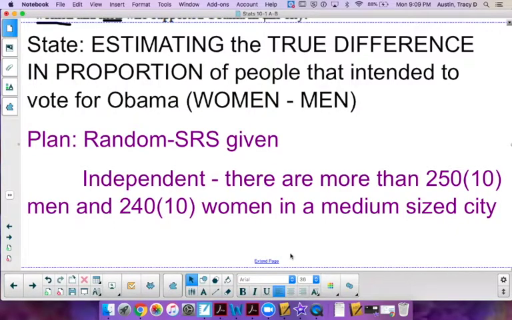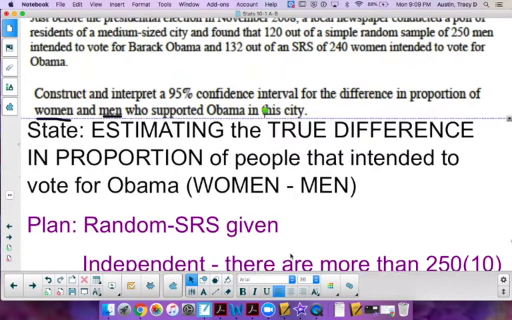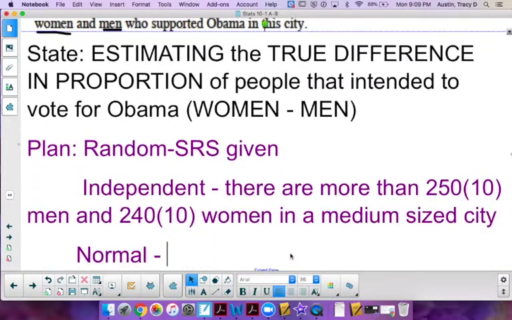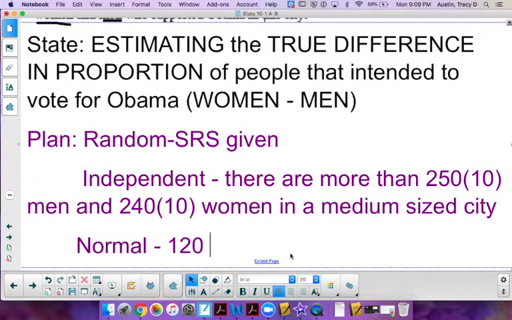Okay, so now we do normal. And this is all 4 of them, guys. Again, successes and failures. So 120 is greater than 10. And if we subtract 120 from 250, then we get 130, which is bigger than 10.